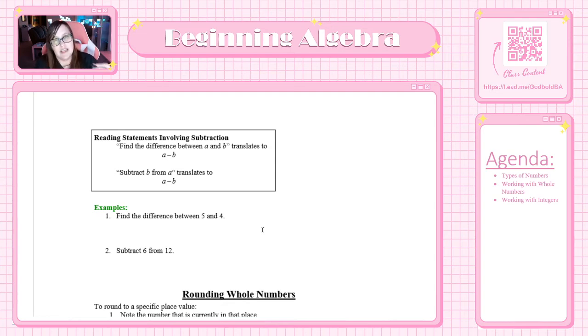Whenever you see find the difference between A and B, that always means do A first minus B. If you see subtract B from A, this part here is important, B from. So do it after, take it away from the other one, okay? So if you see B from A, that means do A minus B. If you see find the difference between 4 and 5, if you just see that phrase, find the difference between, that means just keep it in the order you see it. So that's equal to 1. If it says subtract 6 from 12, you start with the 12 and then you take the 6 from it.